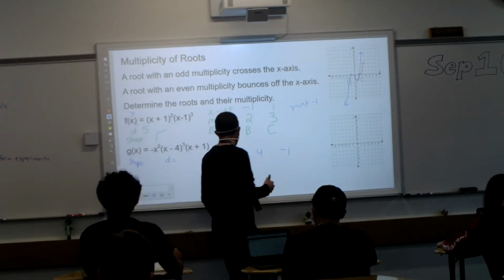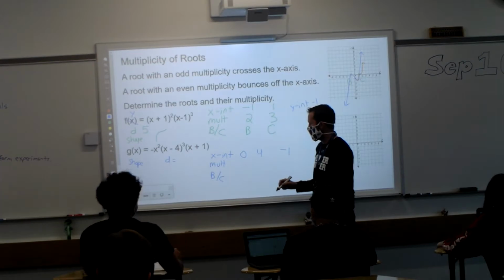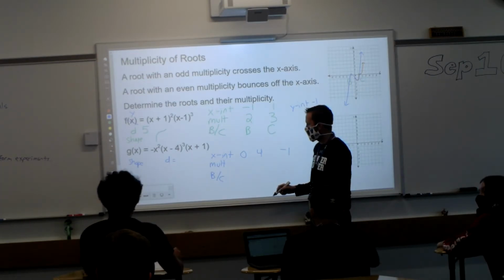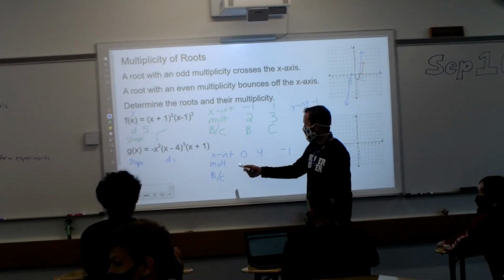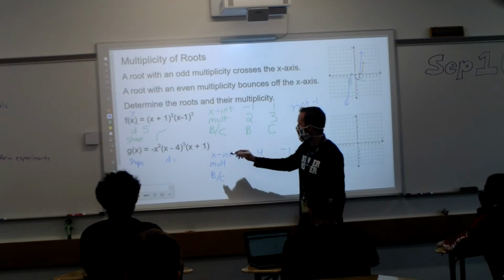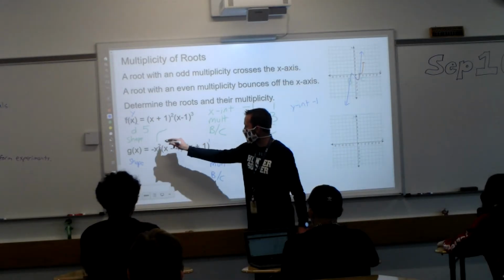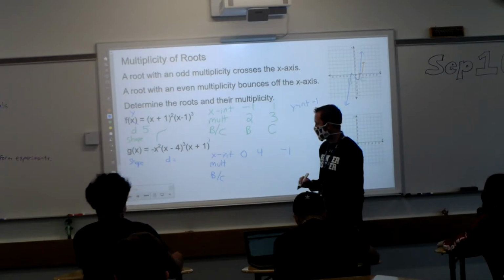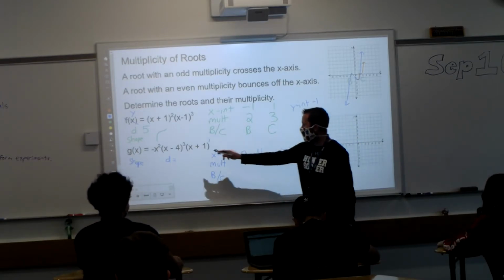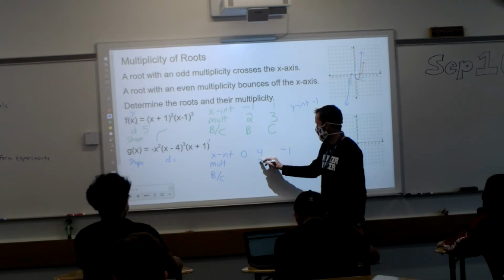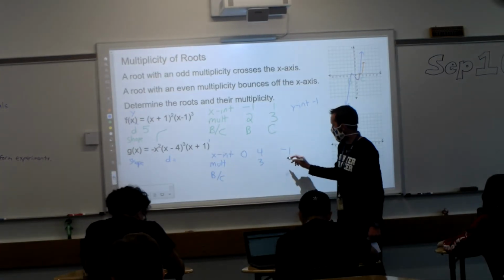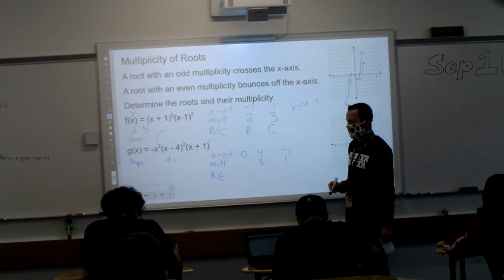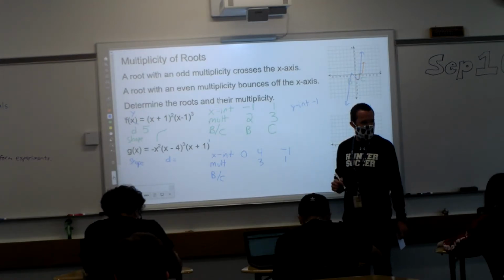So, Madison, what is the multiplicity for each? So the multiplicity is just how many times they're used. That's going to be the exponent. Yeah, so for the 4, it's going to be 3. For the -1, it will be 1. And what about for the 0? That will be 2.